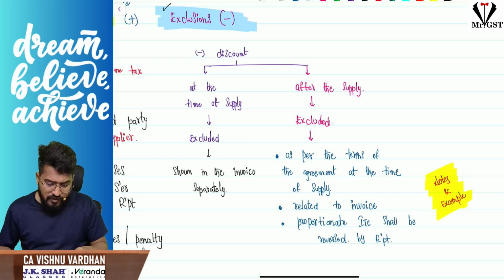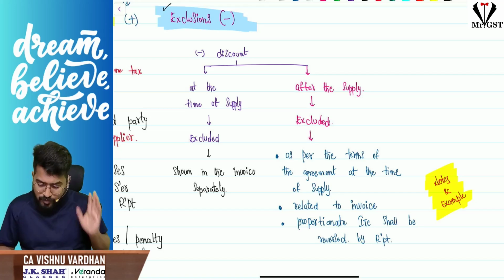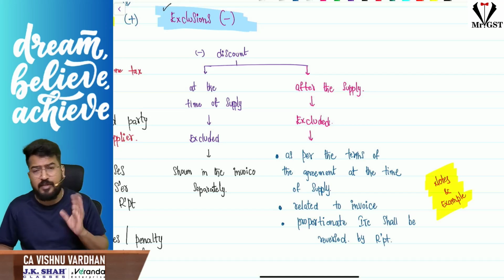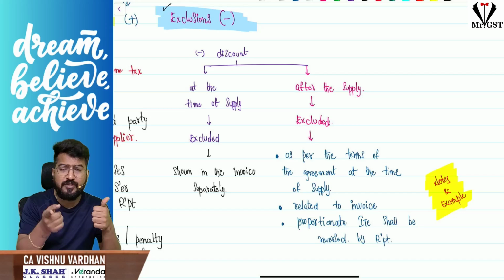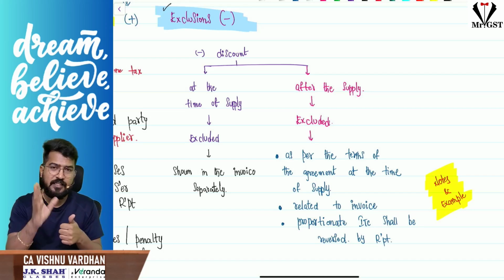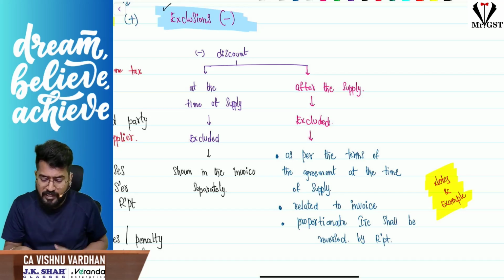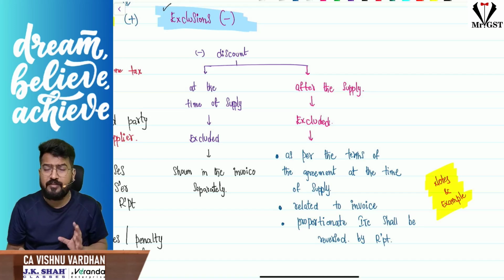Sir, for example, I'm making a supply to MSD on 25th June, credit period 90 days, and if you pay within 30 days, I will give you 10% discount, like that I told. He is paying within 30 days, so he is claiming discount. Now, whether this discount can be excluded from value of supply? Yes, it can be excluded from value of supply, because first of all, I told it at the time of supply only. If you make payment within 30 days, I will give you 10% discount as per the terms, and this is linked to invoice.